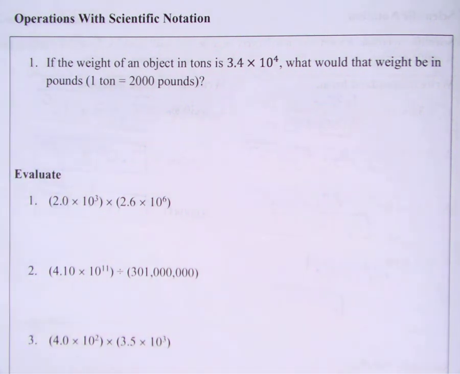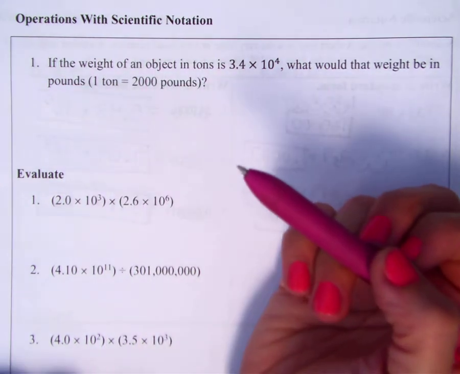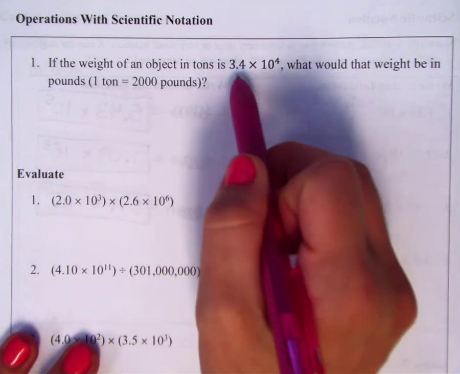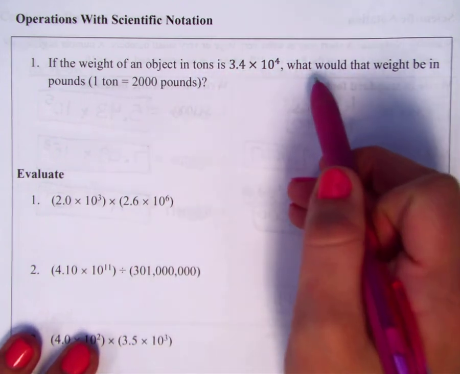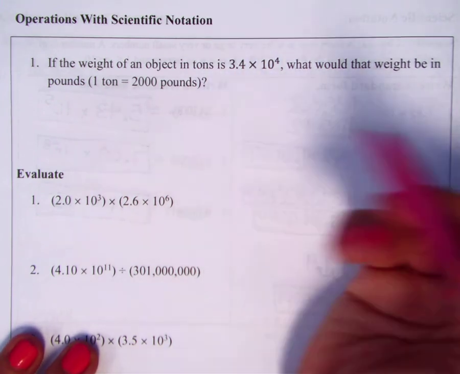All right, class, today we're going to learn about how to do operations with scientific notation. Our first question says, if the weight of an object in tons is 3.4 times 10 to the fourth, what would that weight be in pounds? Okay, so we're basically doing a conversion of tons to pounds.